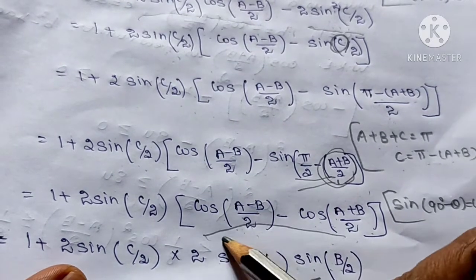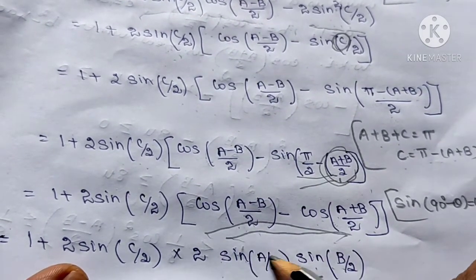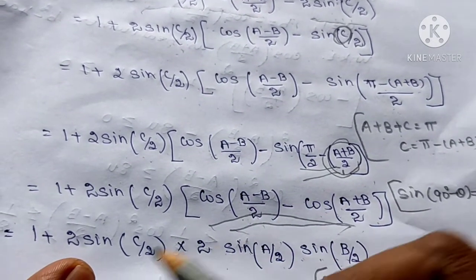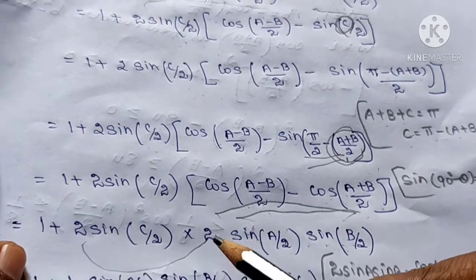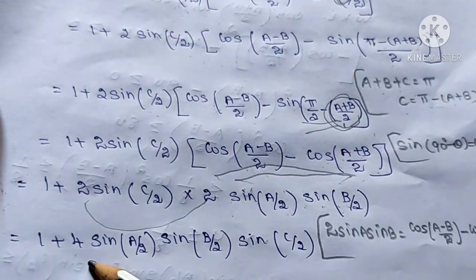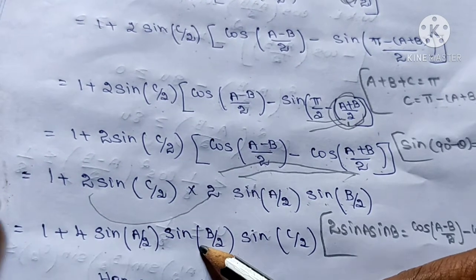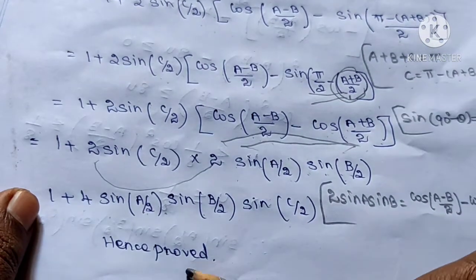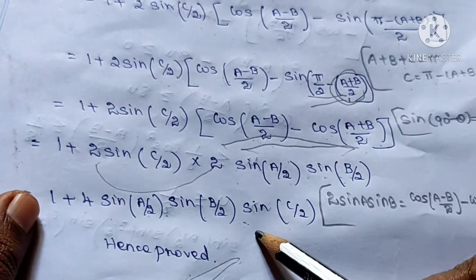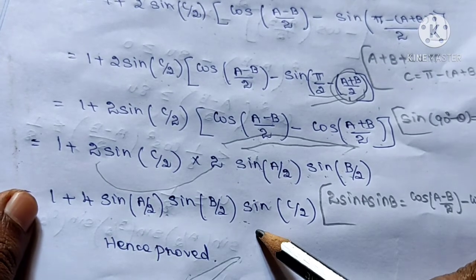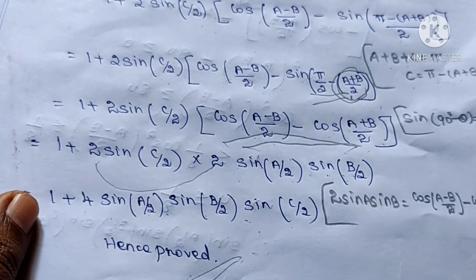Okay, in this place you write 2 sin a by 2 into sin b by 2. Then 2 into 2, you find out the product. So we get 1 plus 4 sin a by 2 sin b by 2 sin c by 2. Hence proved. This is the right hand side value. So we get the proof part.